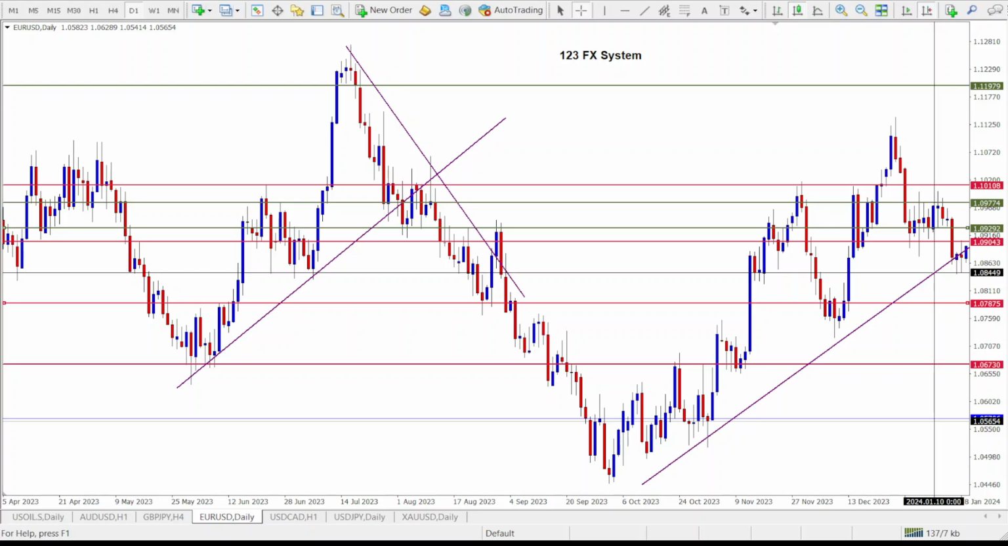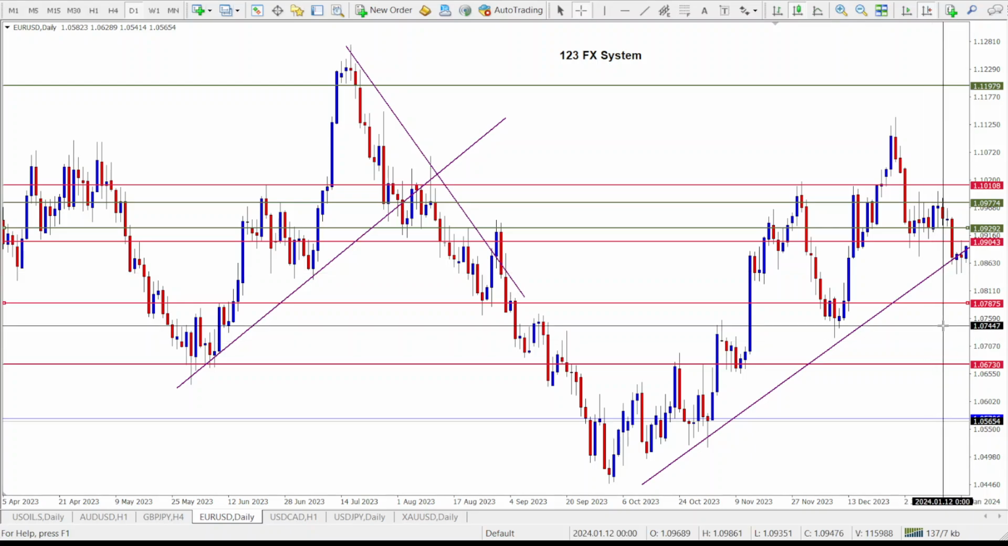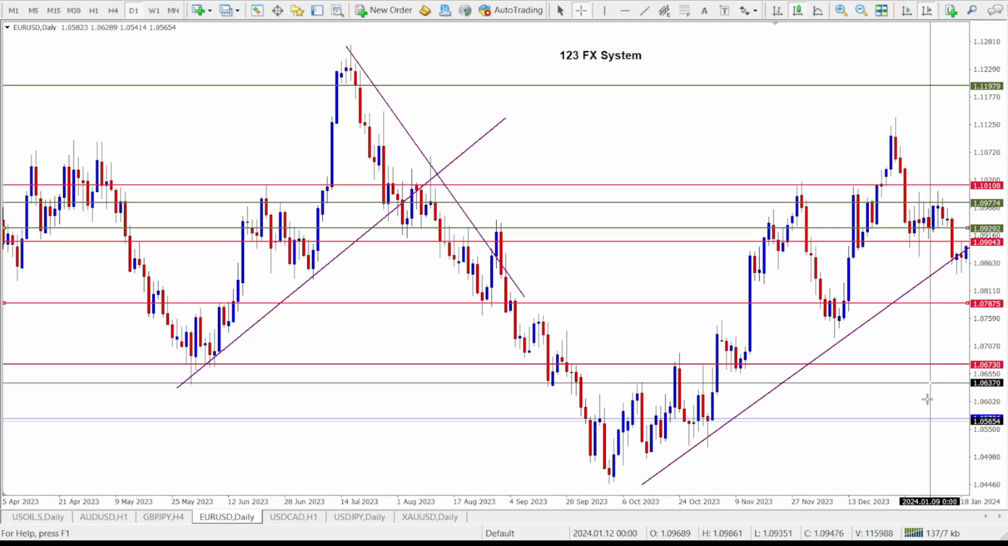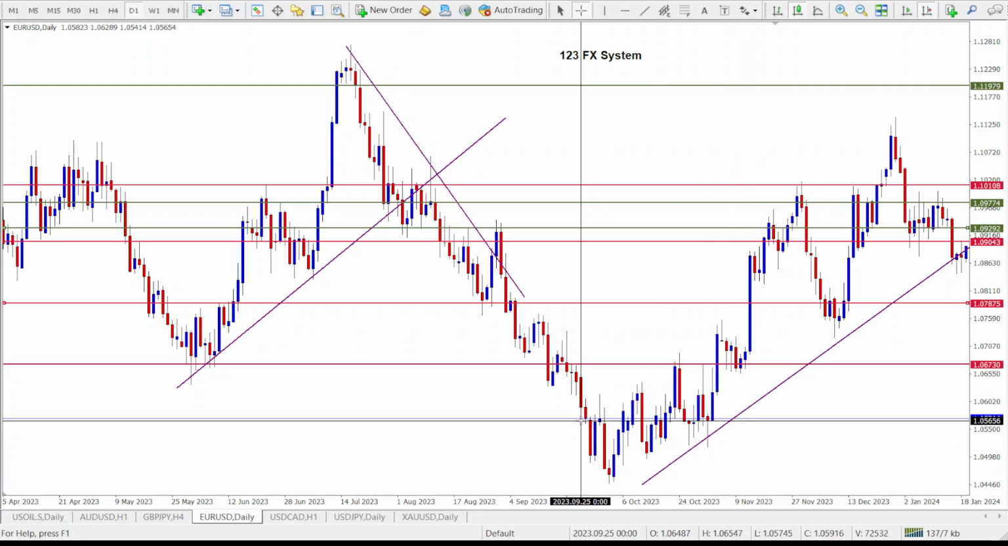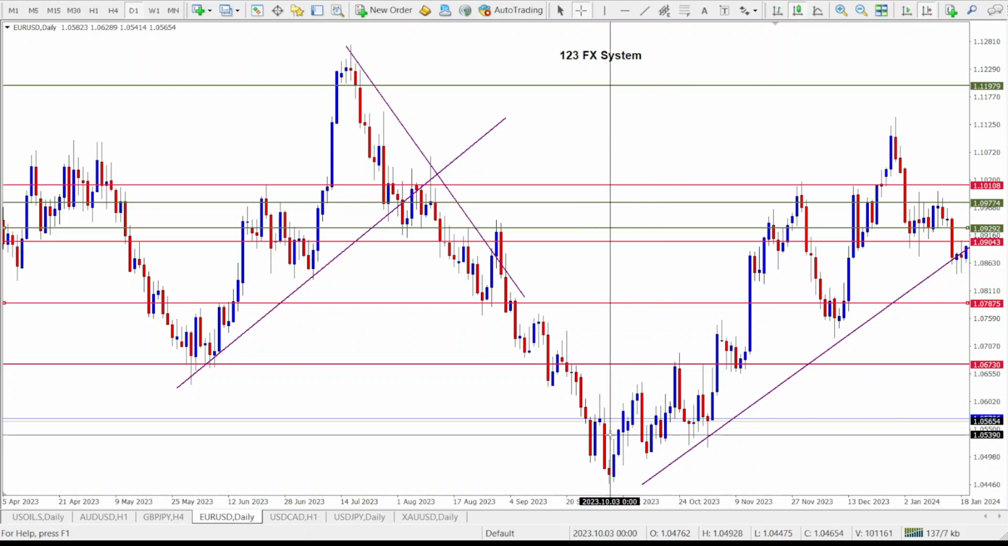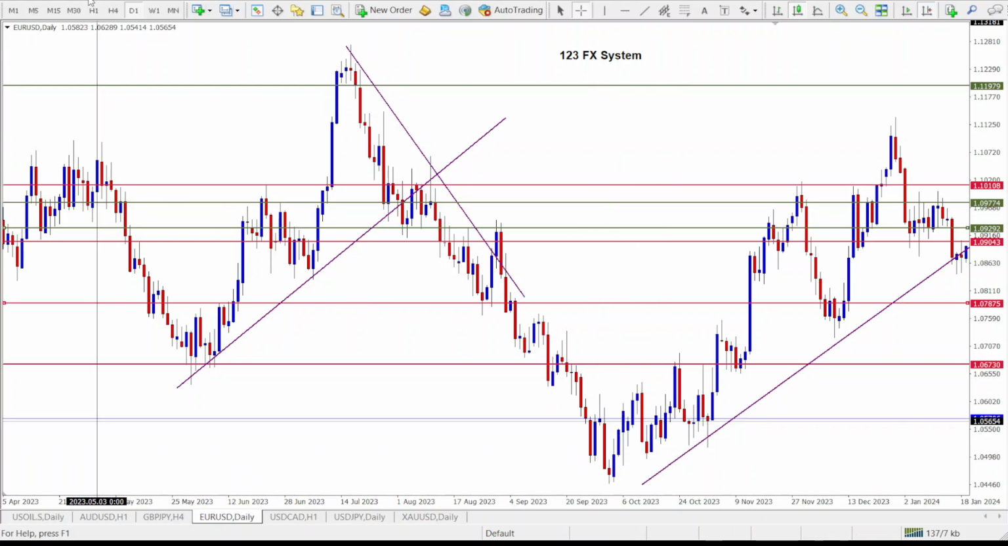Also, use proper risk management. Even with a high probability system like this, risk management is key. Stick to a predetermined risk to reward ratio and never over leverage. Finally, combine with other tools. While the 123FX system is powerful on its own, pairing it with tools like moving averages or Fibonacci retracements can actually help enhance your accuracy.